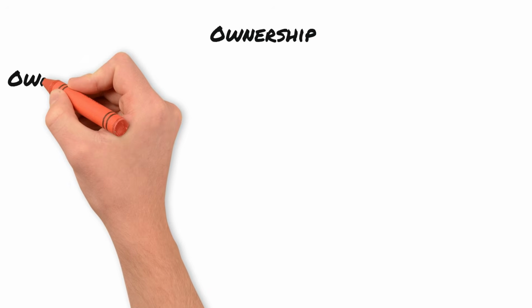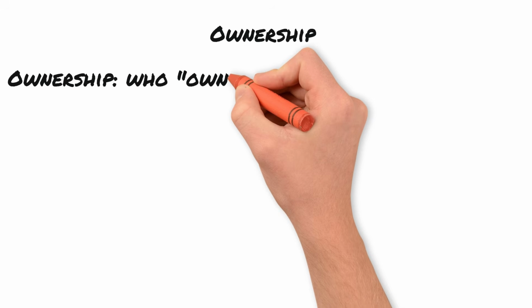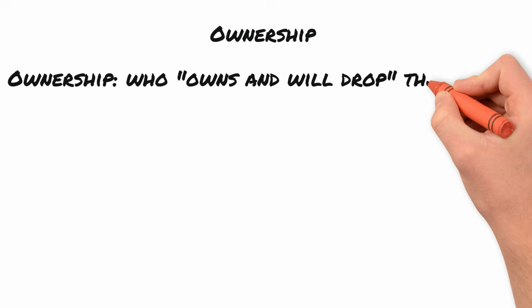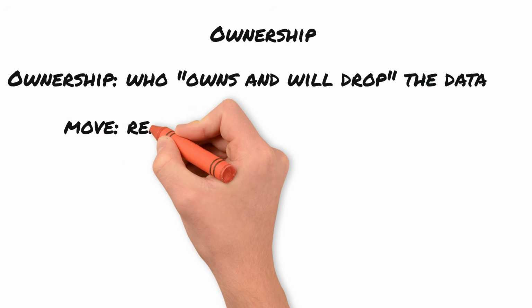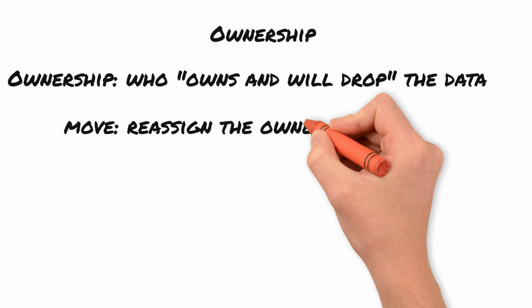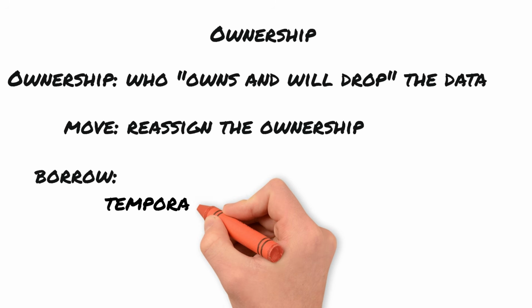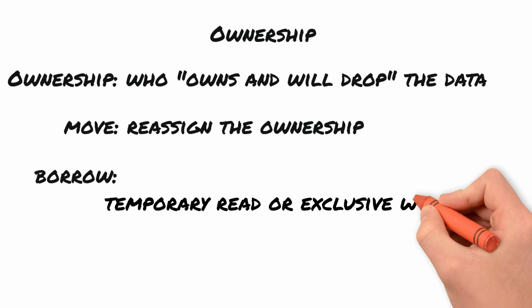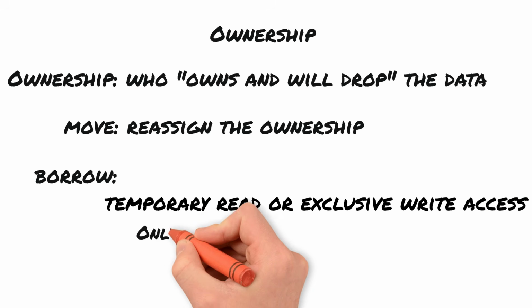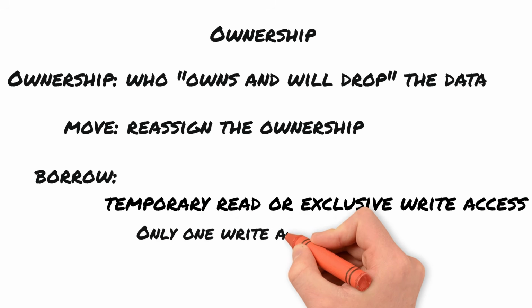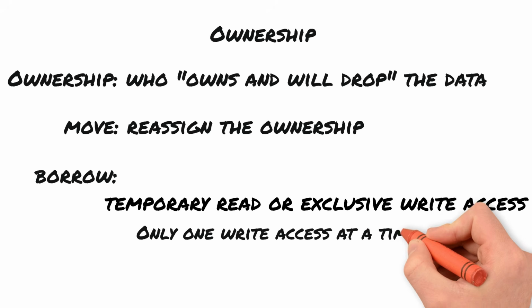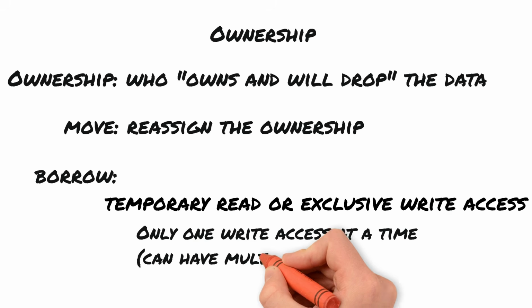Ownership is, in simple terms, who owns and will drop the data. Then, when you move, you reassign that ownership. A borrow is a temporary read or exclusive write access. Note, you can only have one thing with write access at a time, but you can have multiple readers.